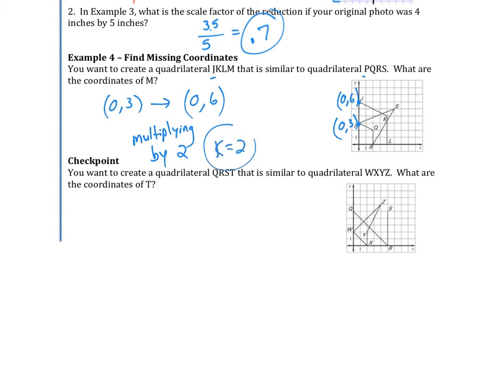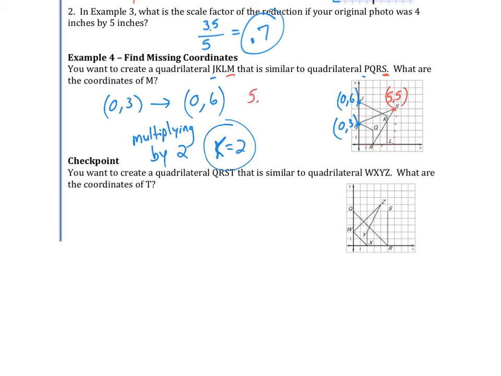K equals 2. Right, and also 6 over 3. You could find that by doing 6 divided by 3 is 2. So if we're looking at trying to find M, M matches up with S. So S is right here. S is at 1, 2, 3, 4, 5 across and 1, 2, 3, 4, 5 up. So S is at 5, 5.